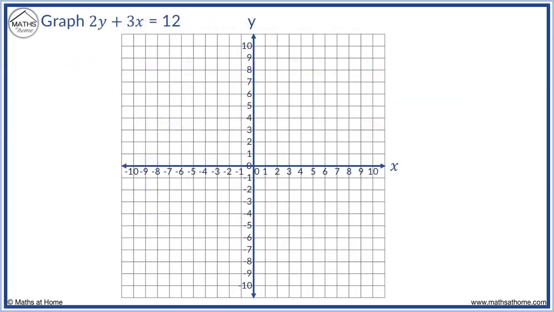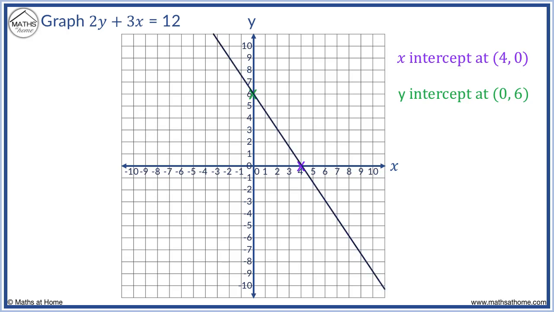We can mark these intercepts to graph 2y plus 3x equals 12. The x-intercept is at 4, 0. We go to 4 on the x-axis and mark the coordinate. The y-intercept is at 0, 6. We mark this coordinate at 6 on the y-axis. We can now draw our graph with a straight line through these points. The intercepts just tell us the position at which the line passes through either the x or y axis.